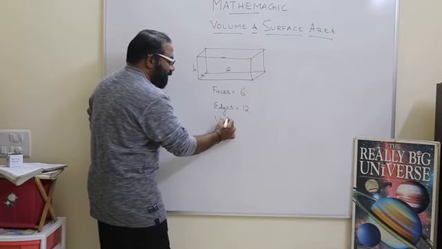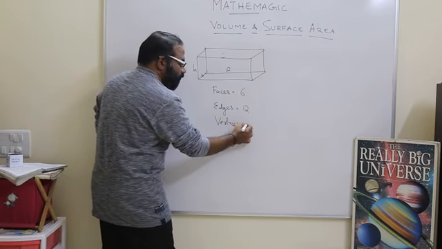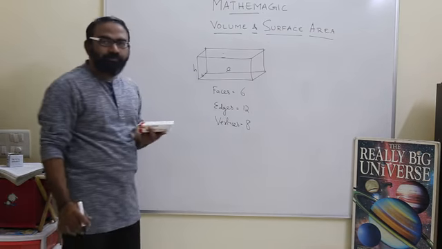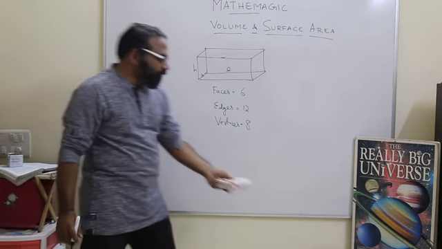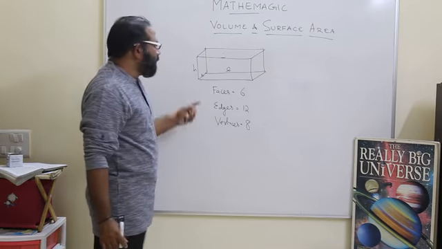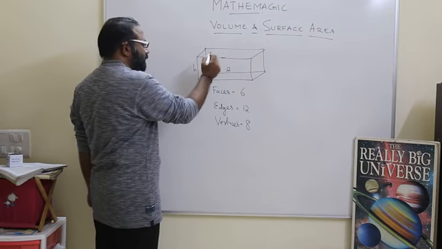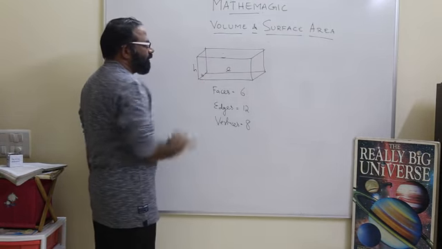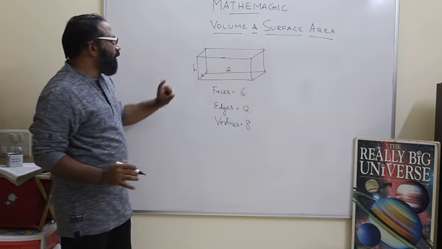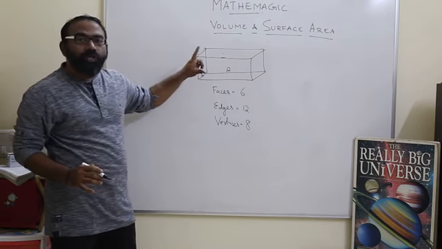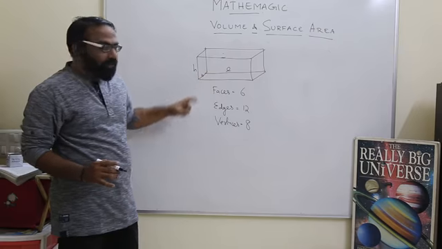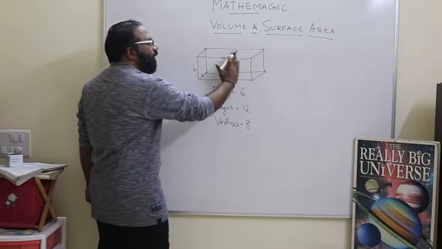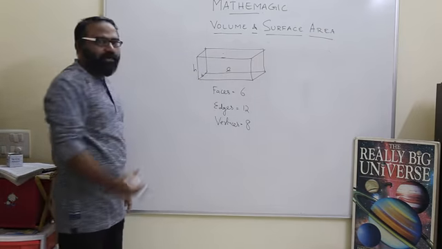So vertices: 8. Okay, so now suppose we have this cuboid, and if somebody asks what is the surface area, it's basically the area of each of the faces added together.